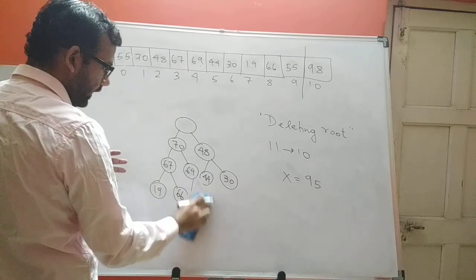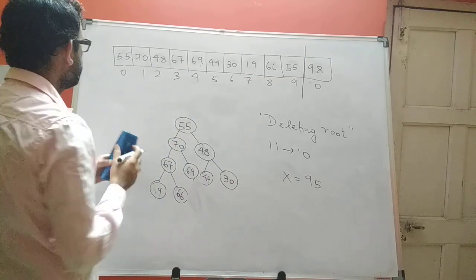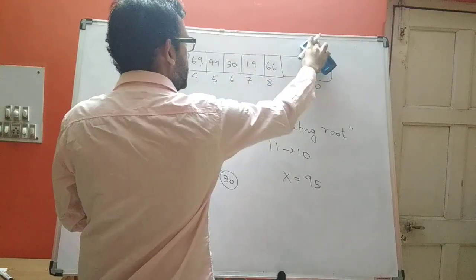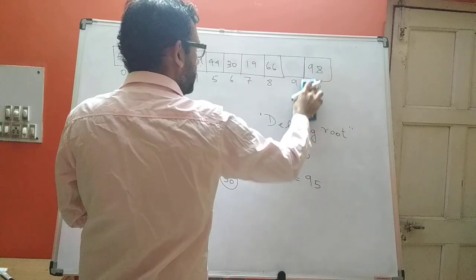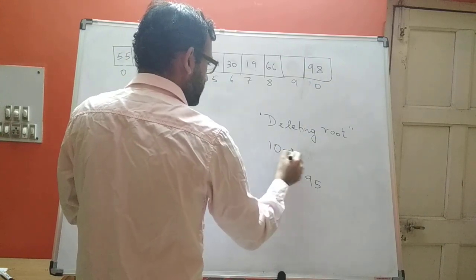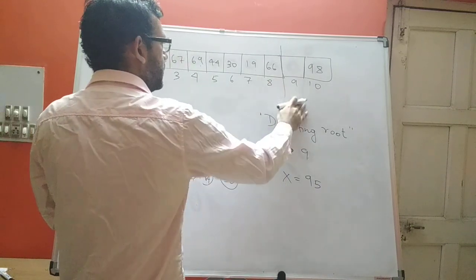That means this 55 no longer exists. It comes up here. So 55 comes here. Now this place is vacant and my heap size has reduced from 10 to 9. So heap size is now reduced from 10 to 9. So these two locations are unused.